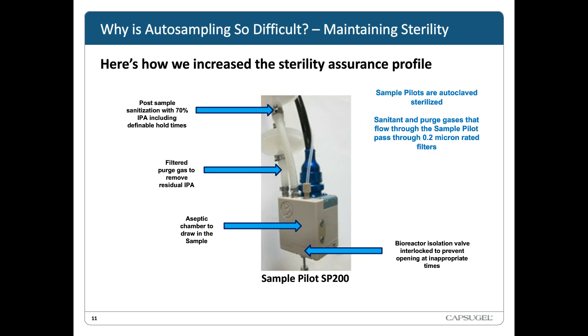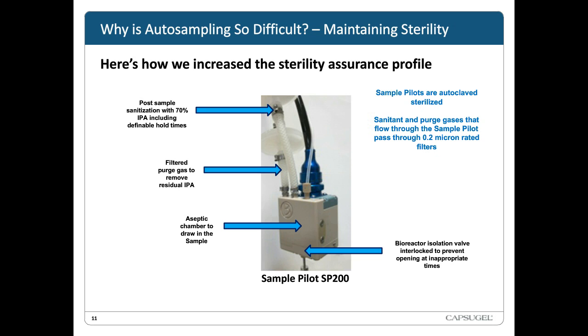And the idea with the sample pilot is we start from the bottom arrow. All of the sample pilots have a bioreactor isolation valve that's interlocked to prevent that valve from being opened at any time it shouldn't be. And then after every sample, when the sample is drawn, it's drawn into an aseptic zone, which has been previously sanitized and dried with alcohol. So that zone is a nice aseptic area to pull the sample into. It's at a lower pressure, so the sample's always flowing in. It creates a significantly improved sterility assurance profile.